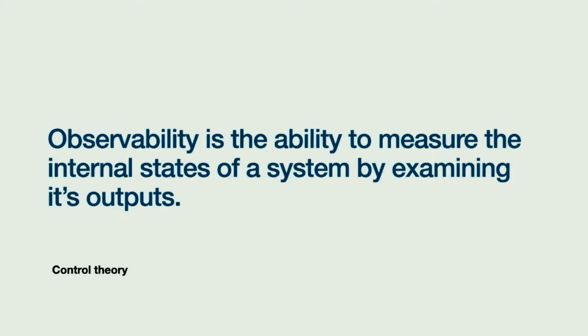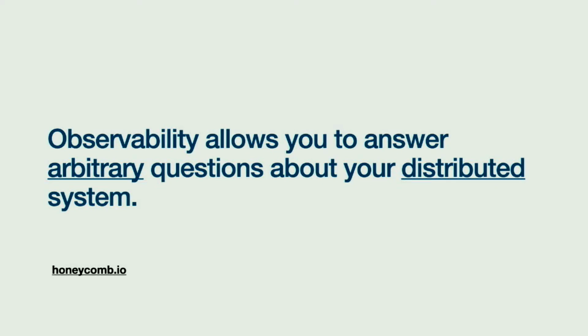So, starting with the definition, this is the canonical definition. This actually comes from control theory. So it says that you can measure the internal states of a system by examining its outputs. Because we work in an industry that is, I guess, very buzzword heavy, the definitions sort of blur. Different people define things in different ways. I think this is actually a pretty useful definition.